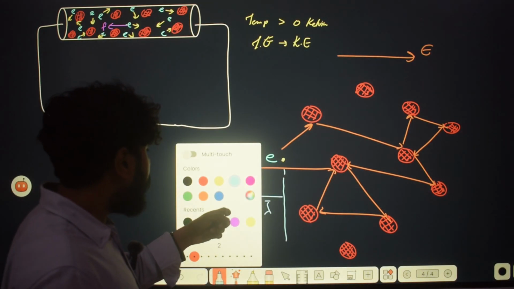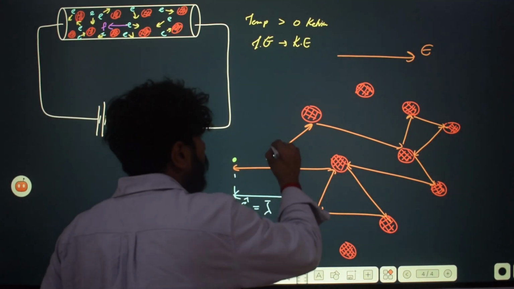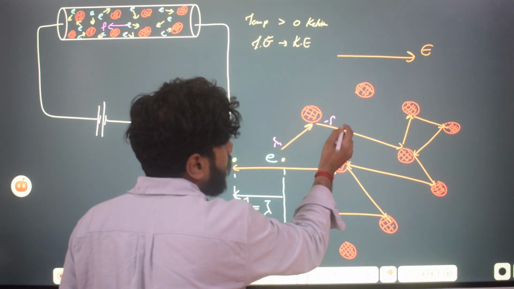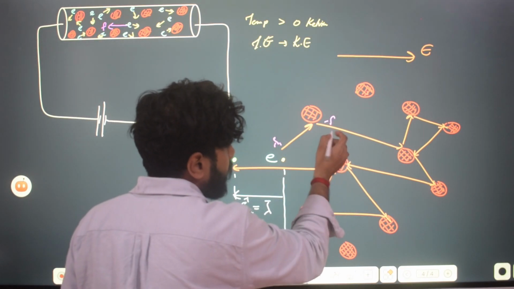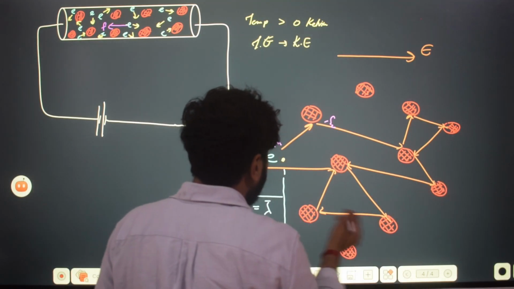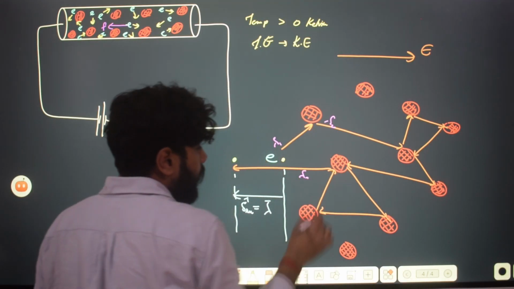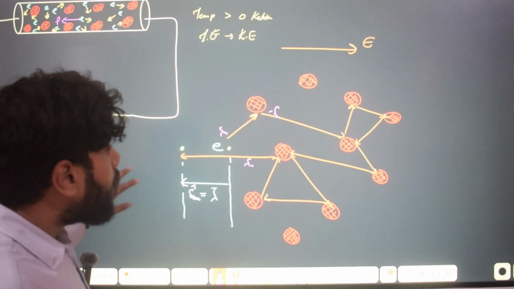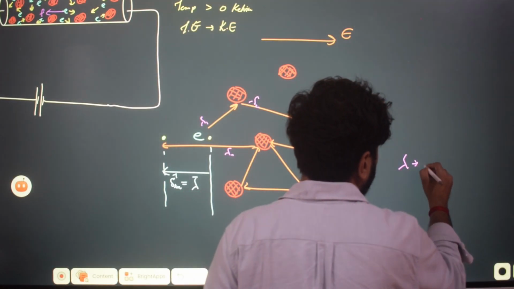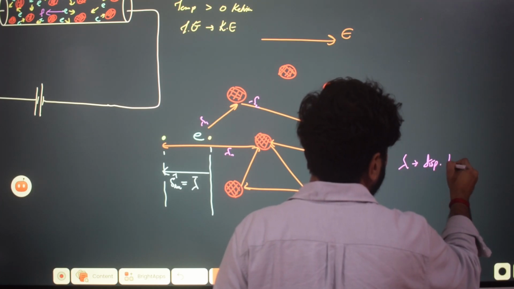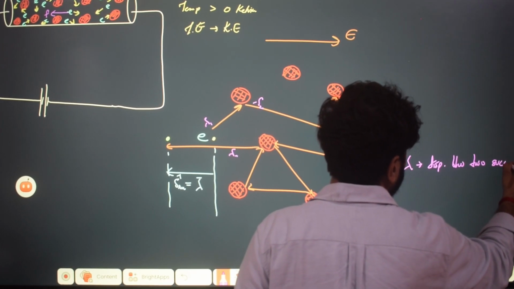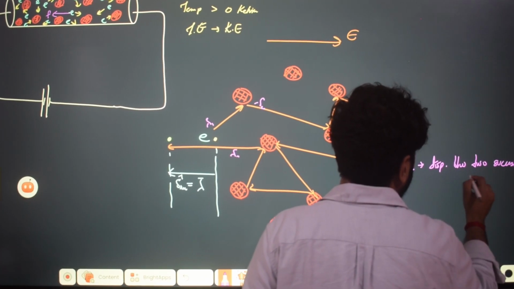Okay, so what is lambda here? The distance between any successive collisions is known as your lambda. Lambda 1, lambda 2, lambda 3, and so on. This will be our lambda. So what is lambda? It is the distance, or displacement, between two successive collisions.